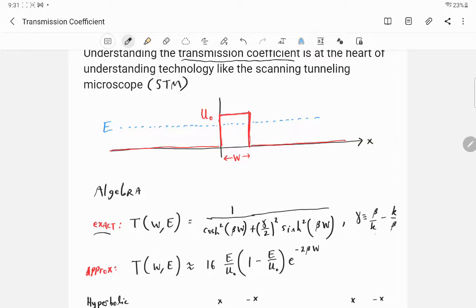K also has all those details, but K, remember, is the wave number of basically the incoming and the transmitted wave functions. So K was the wave number. You can see beta and K in the previous video. But anyway, this is the exact transmission coefficient after a whole bunch of algebra.